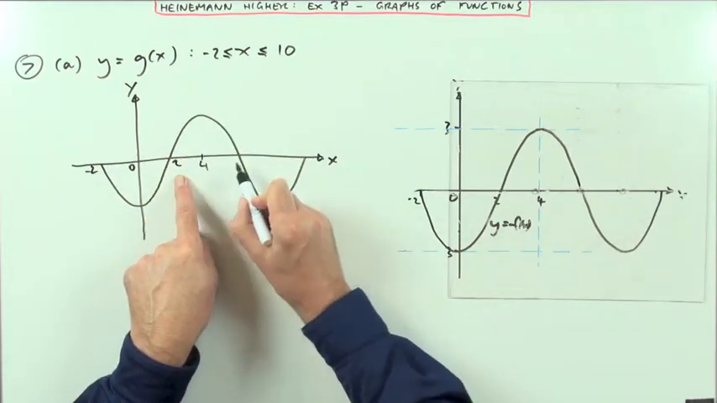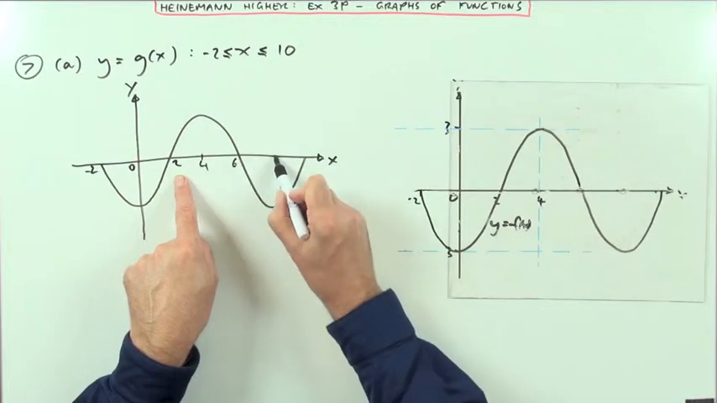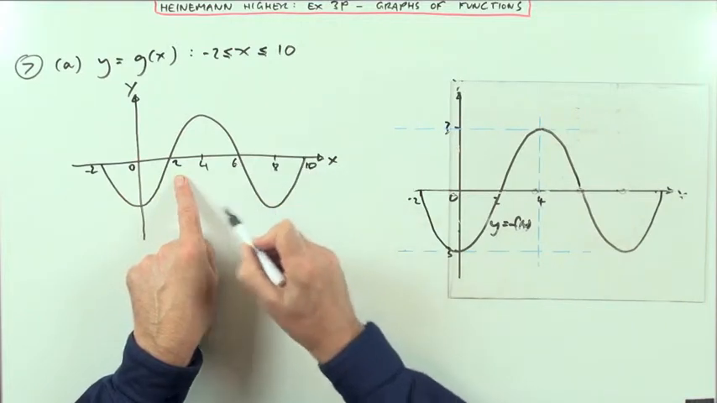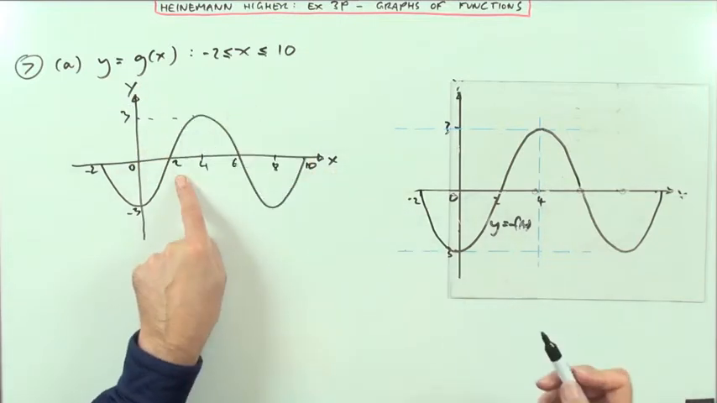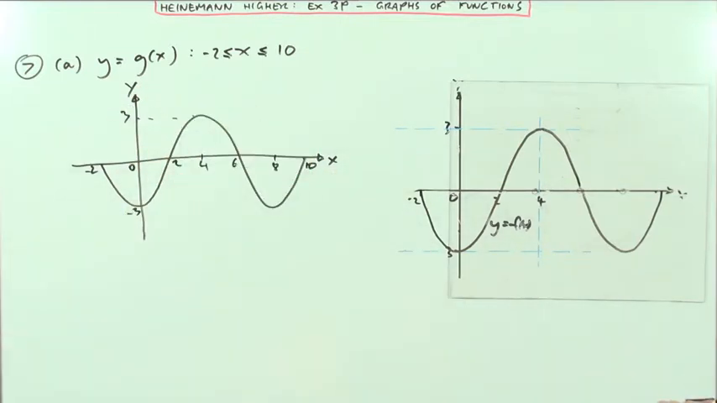The top was at 4, so that's going to be at 6. The bottom is going to be 8. And then that part's going to be 10. Going from negative 3 there to 3 there. That would be the graph of that then.